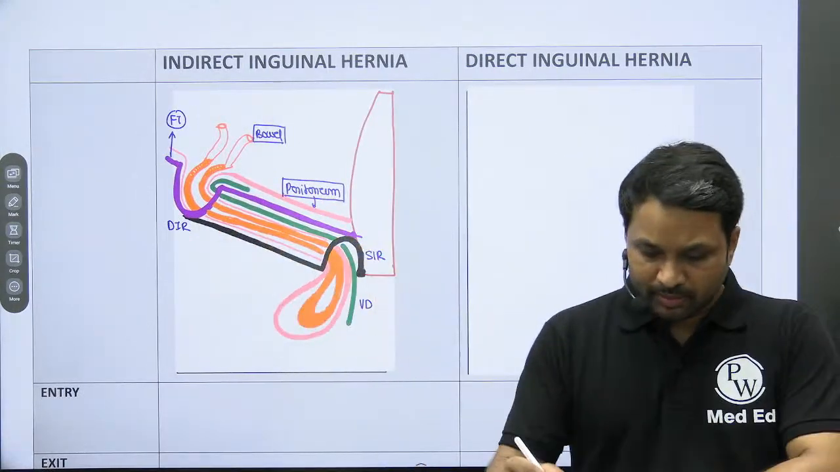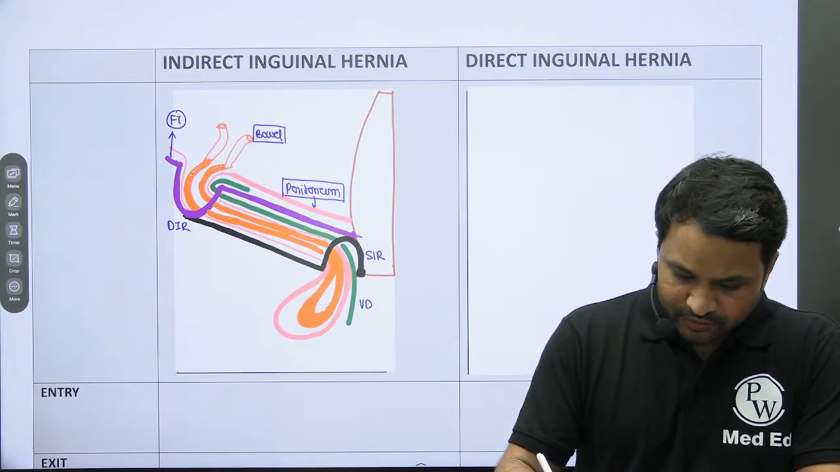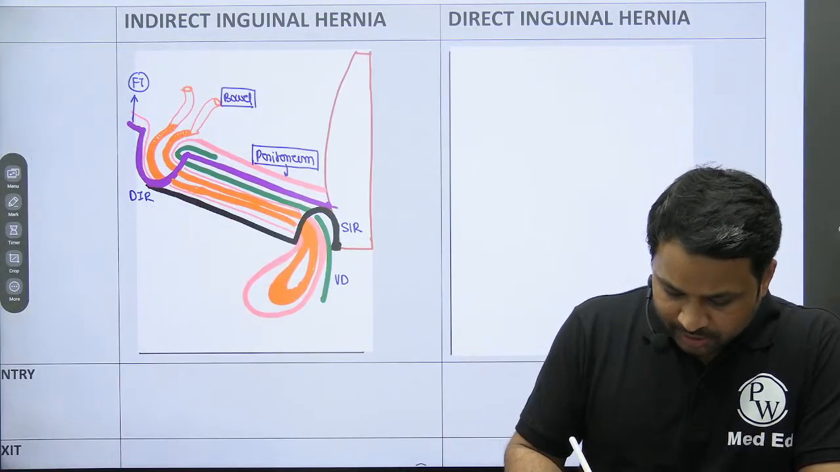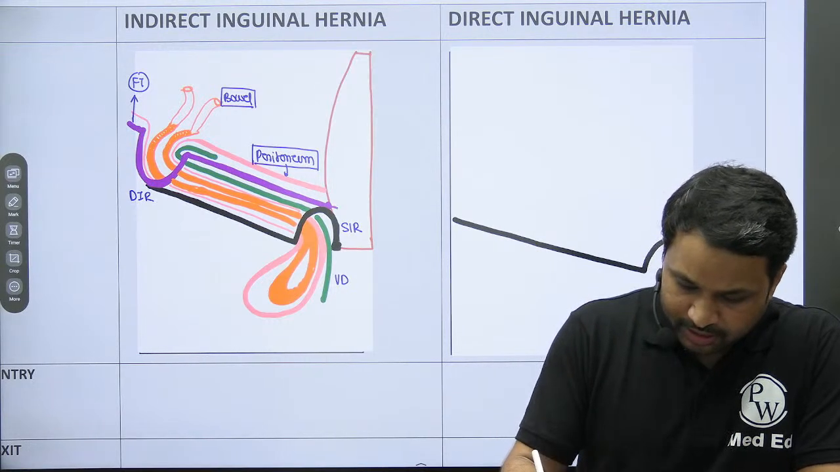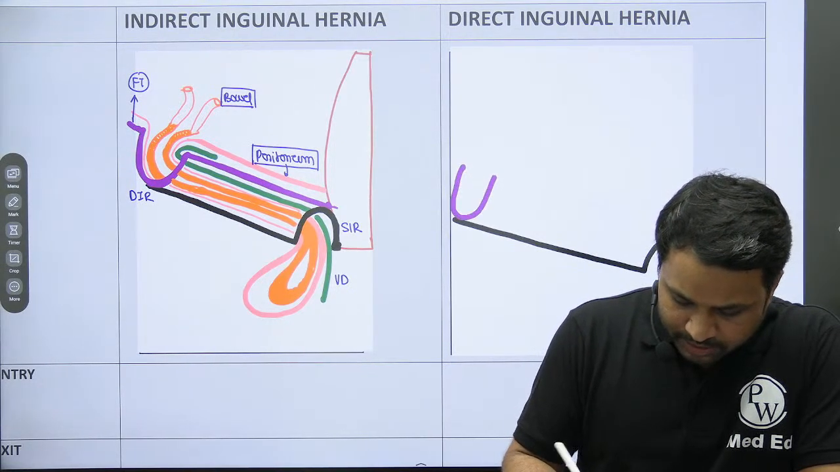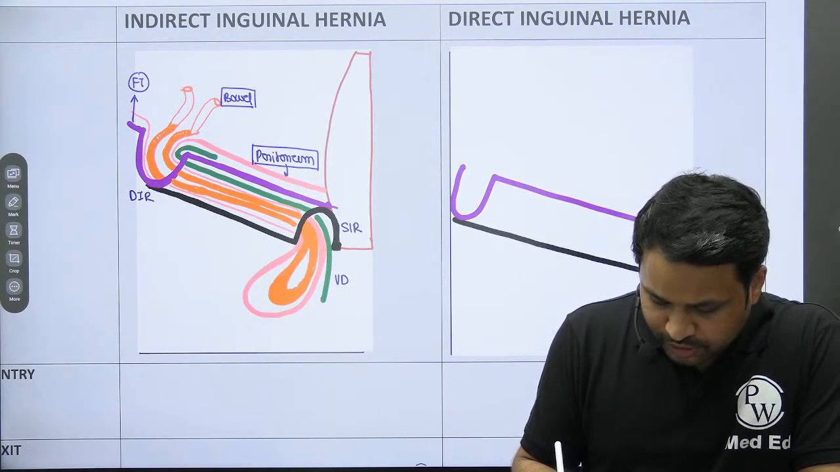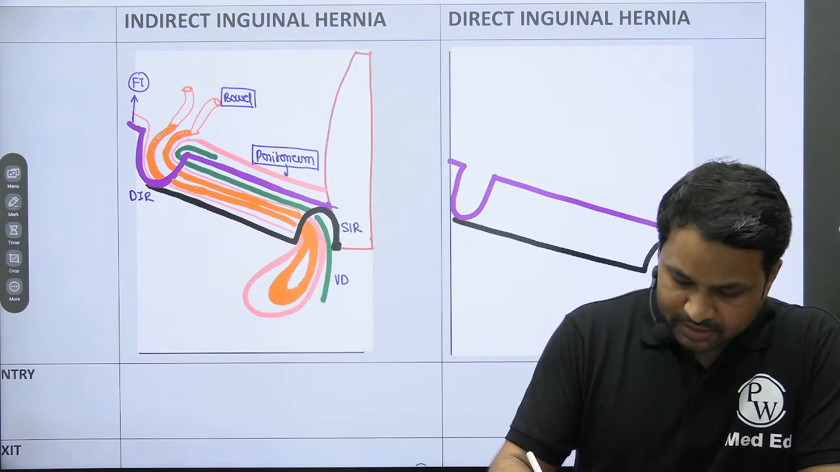In a direct inguinal hernia, the same thing happens with a tinge of difference. So you'll see here the same thing you have, which is going to be your external oblique aponeurosis and superficial inguinal ring. This happens to be your deep inguinal ring, which is a continuation of your fascia transversalis. This is your fascia transversalis.